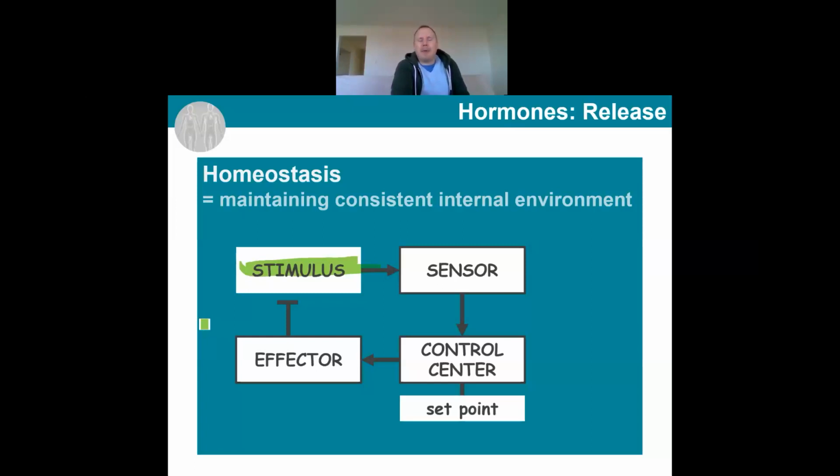That deviates from that. We're getting colder than we should be. And what we do there is that we have some sort of a sensor. In this case, it would be the thermoreceptors, both inside your body, also on the skin. We notice that it is getting colder than it should be normally. And how we notice that is through a sensor passing a message to the control center.